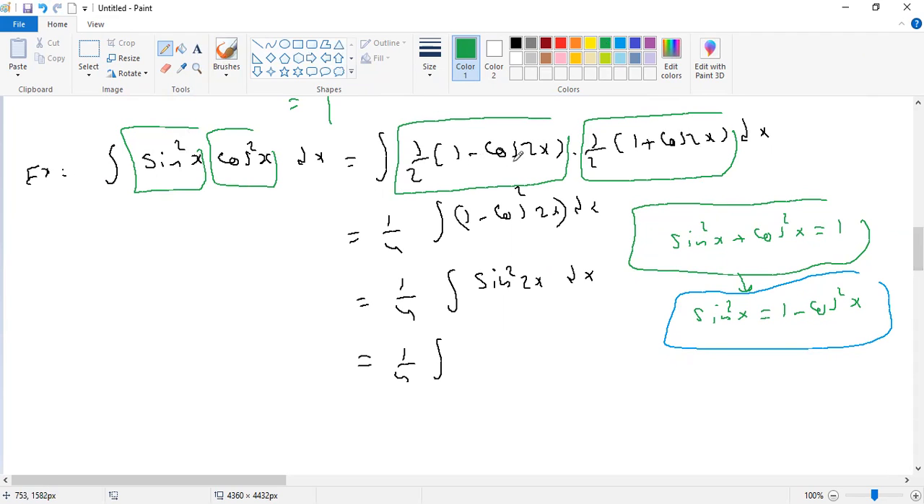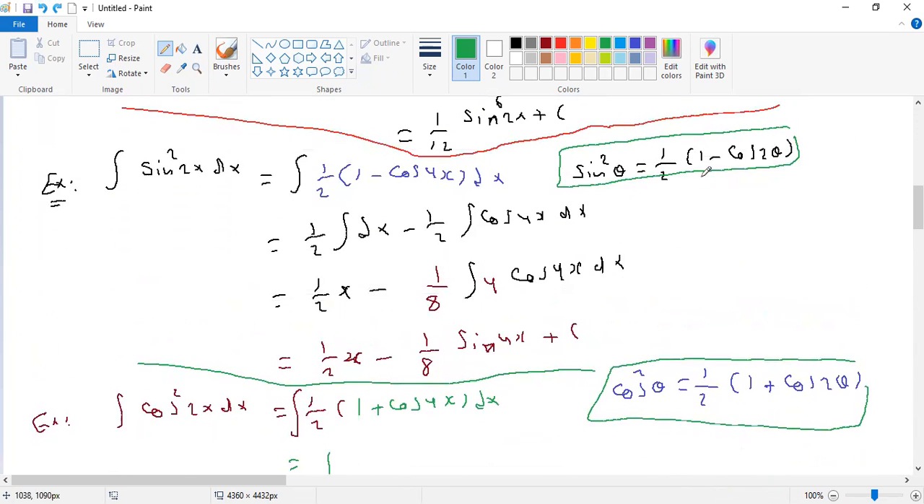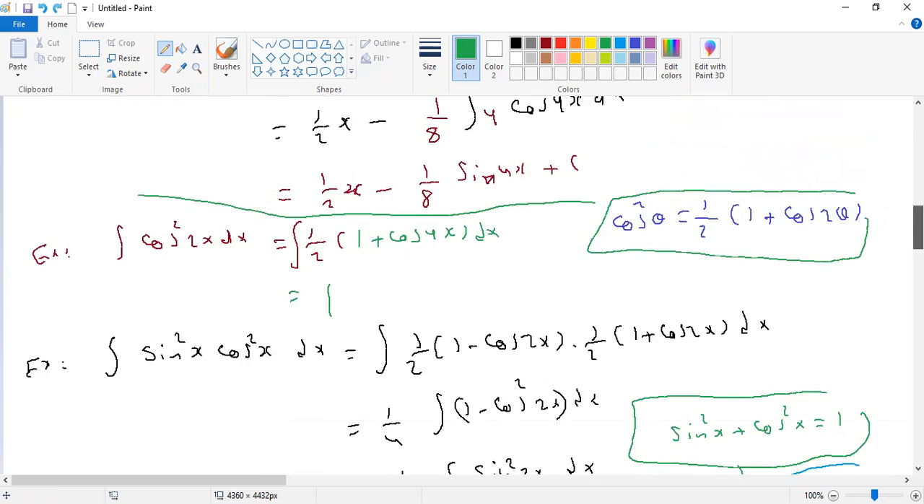So we use the identity of the double angle, 1 minus cosine times 1 plus cosine, a difference of 2 squares. First one squared, 1, minus the second one squared, cosine squared 2x. 1 minus cosine squared is sine squared, why? Because sine squared plus cosine squared equals 1. Then how do we find the integral of sine squared? Again, use the identity: sine squared is half of 1 minus cosine 2 theta.